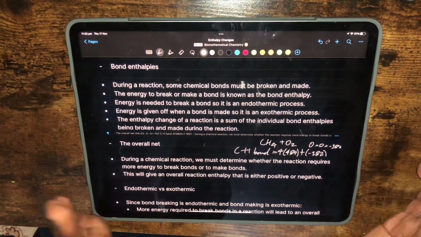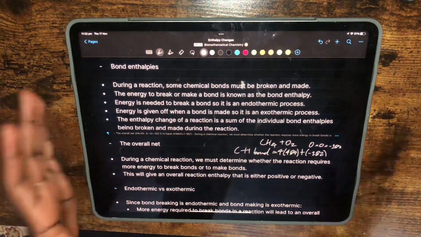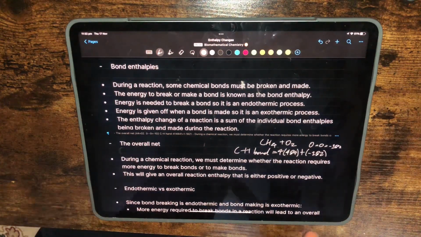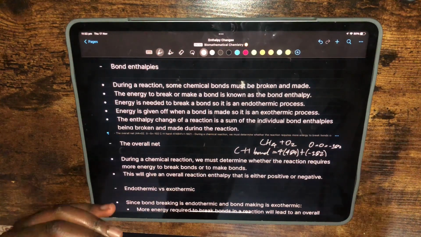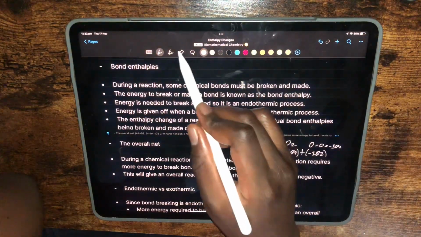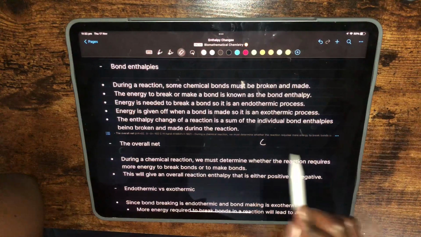And this is what you need to understand. It's just about doing the overall net. They'll give you the values in the exam. You just need to make the calculation, and I'll go through that in other videos and show examples. But this is just about understanding what's actually going on.